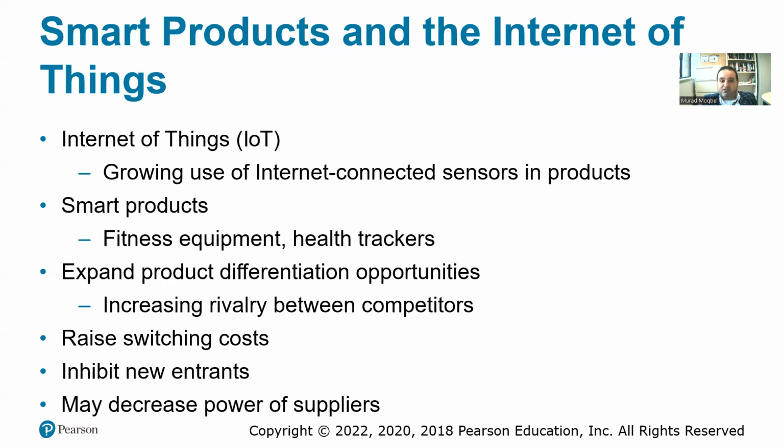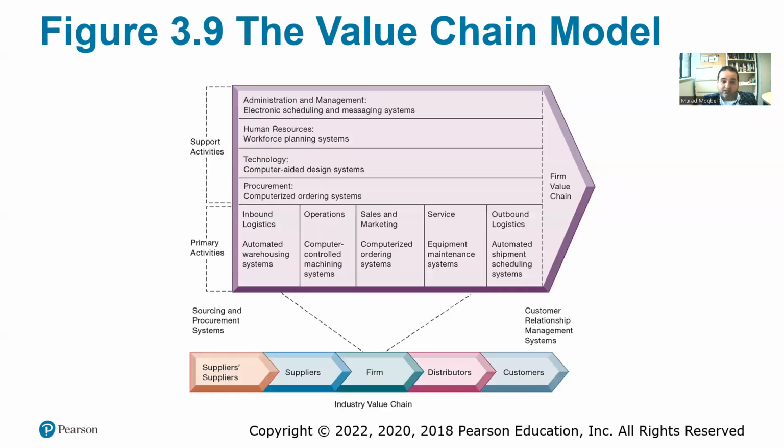Smart products like fitness equipment, health trackers, Apple Watch, Alexa. You're just going to have to name a few products. So you can differentiate your products by embedding those Internet of Things, smart products into your product. And this investment will raise switching costs for your customers, so they are going to be more loyal to you. It will also inhibit new entrants into the market and may decrease the power of suppliers as well. So the value chain model.